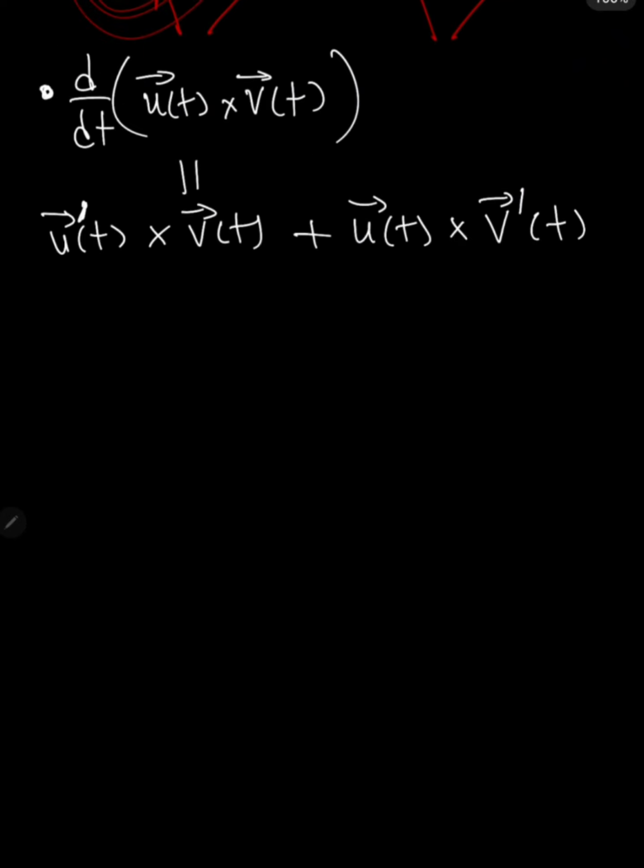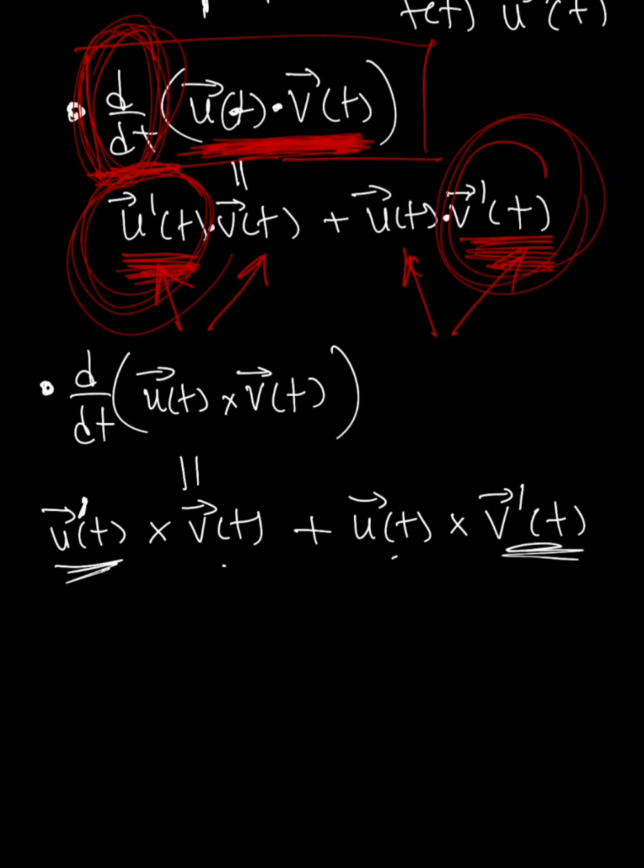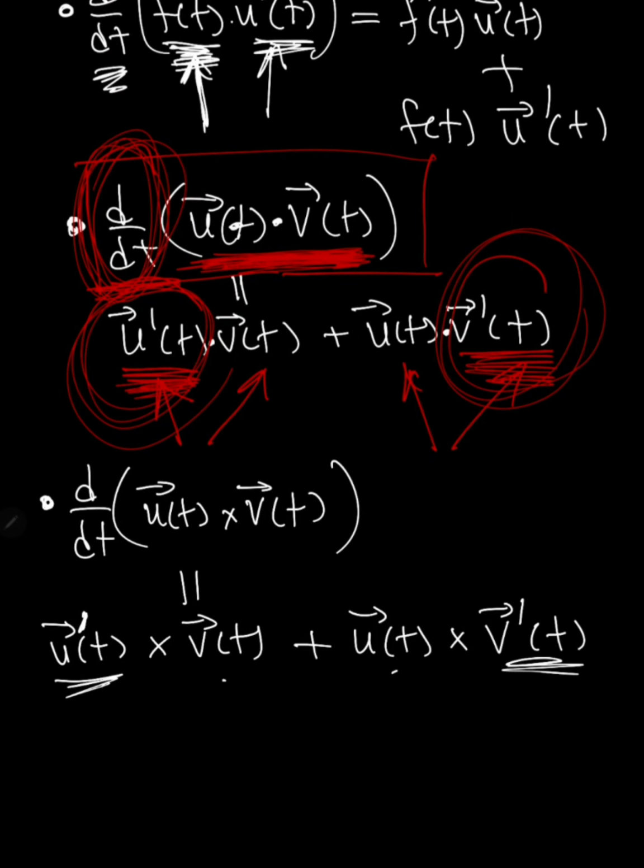And again, the product rule, right? Take the derivative of one, leave the other. Take the derivative of the other, leave the first one. Okay. And again, we can see all the three different products that we could have, they all work out in terms of the product rule. All right.